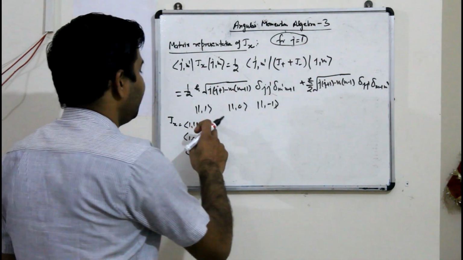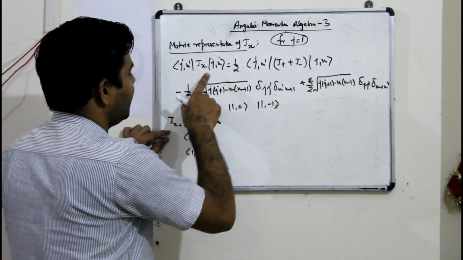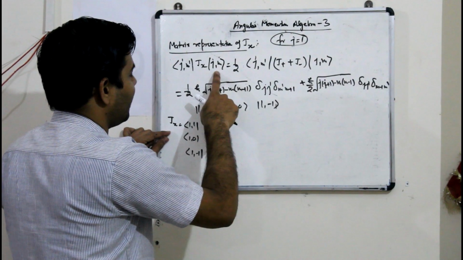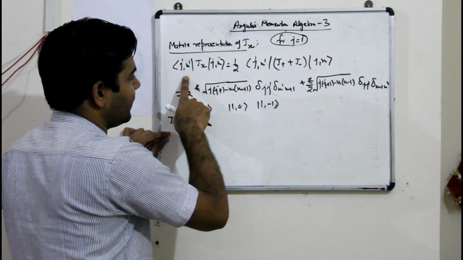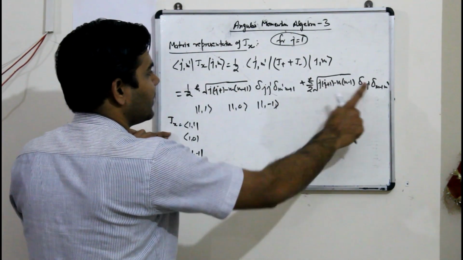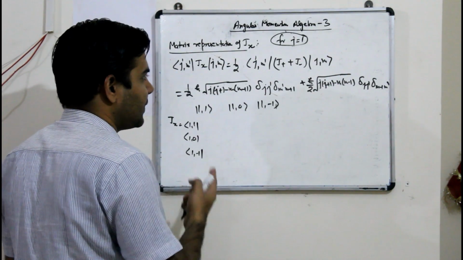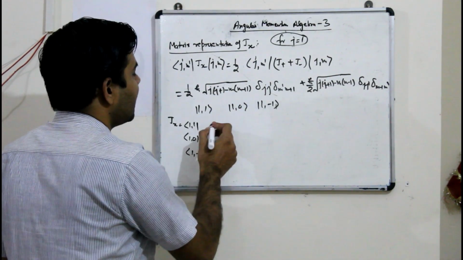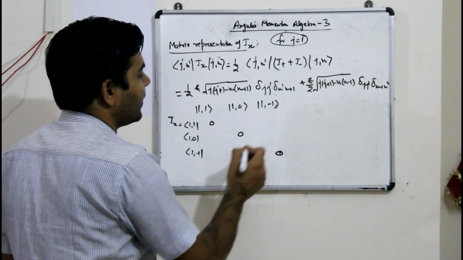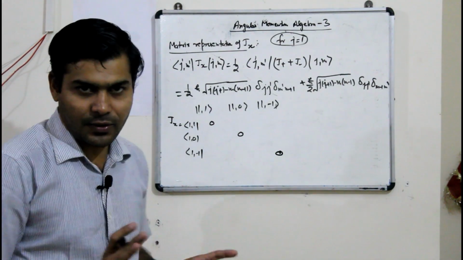So for the first element, on the right we get 1 comma 1 and on the left 1 comma 1, and both of these will make it 0, because of the same logic that we have been discussing in the case of j plus and j minus. So you are expected to get all the diagonal elements to be 0.